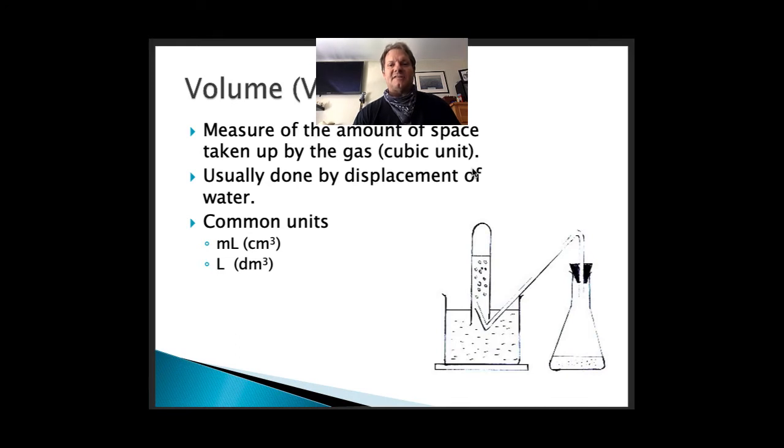Volume is obviously just the amount of space taken up by that particular gas. Usually we do it with displacement of water, where we bubble the gas up through a tube, displacing the water in the tube. So as the gas accumulates, it pushes the water level down, and then we can read the volume on a graduated system. Units we talk about usually are milliliters, which are the same as cubic centimeters, and also liters, which we know are the same as cubic decimeters.